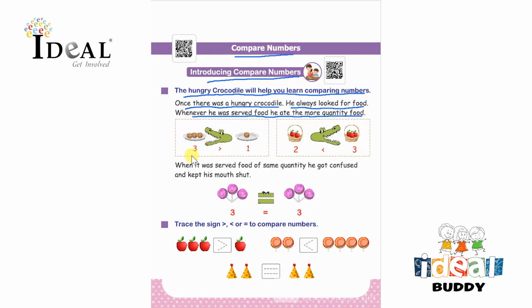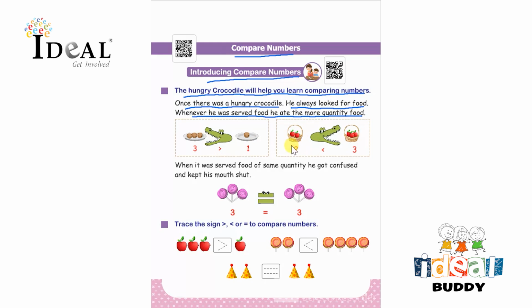So as given over here, in the first plate there are 3 cookies. In the second plate there is 1 cookie. So the crocodile's mouth is towards the 3 cookies. So that is 3 is greater than 1.